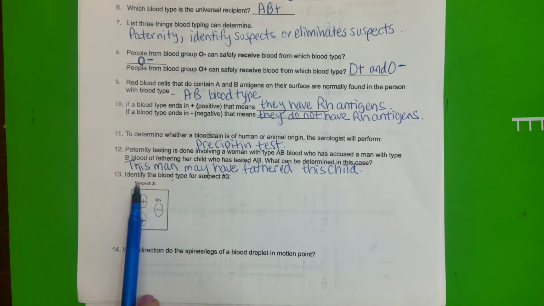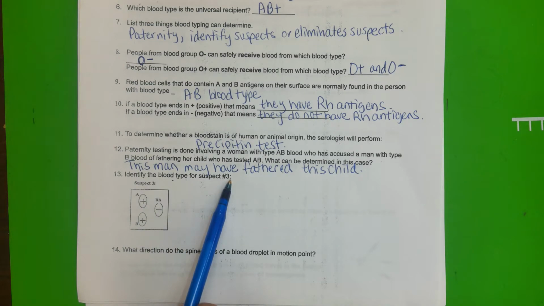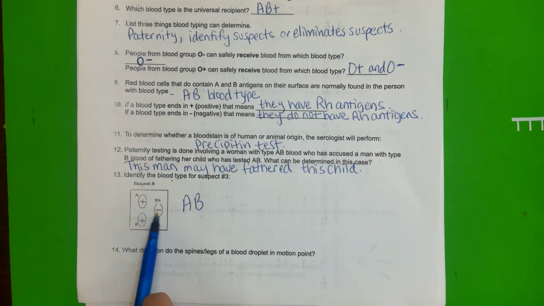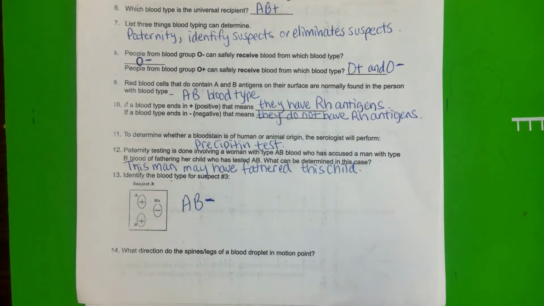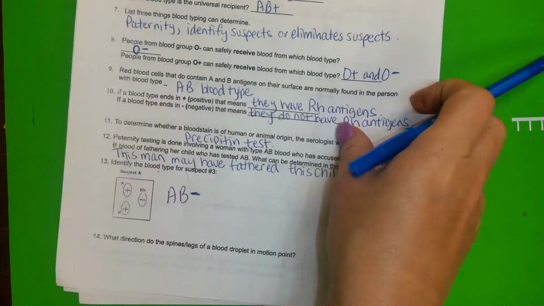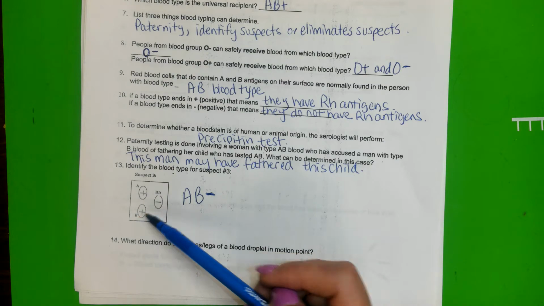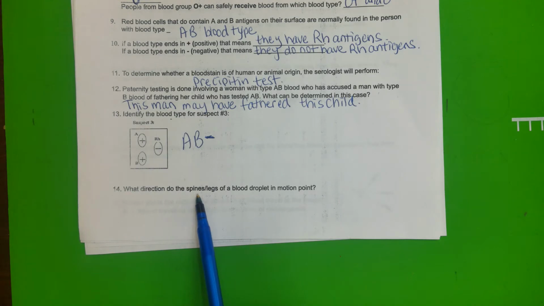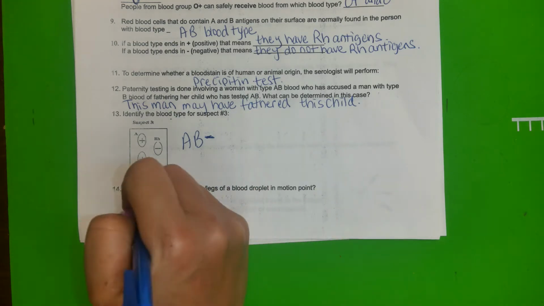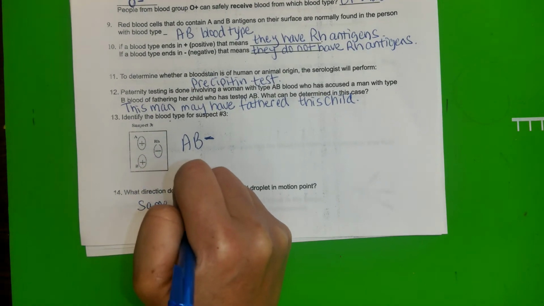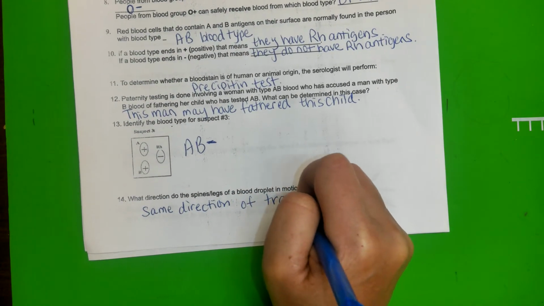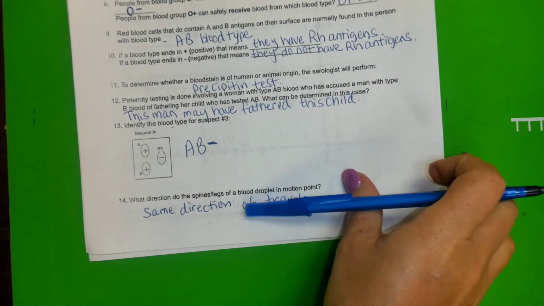Number 13, identify the blood type for suspect number 3. So this is positive, positive. So that means it's AB, and then, of course, that shows negative. Keep in mind that on your labs it was showing clumping, and not clumping here. Number 14. What direction do the spines or legs of a blood droplet in motion point? It always points to the same direction of travel. Period.